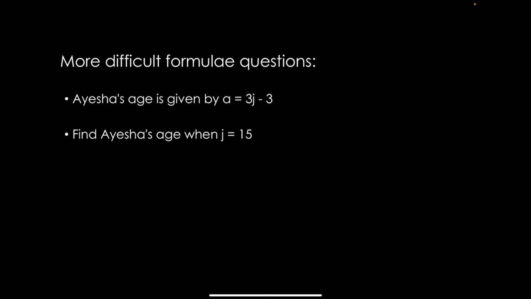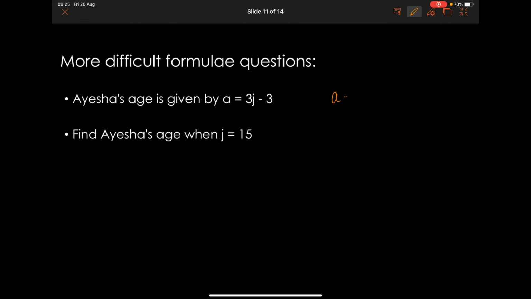Okay, if you've had a go. This one's not too bad. It's saying that A equals 3J, which is 3 times J, minus 3. Well, J is 15. So A equals 3 times 15 minus 3. Don't forget, we still need to follow the rules of BIDMAS, which means we need to do that first. So 3 times 15 is 45. Take away 3. So Aisha's age is 45, take away 3, which is 42. 42 years old.